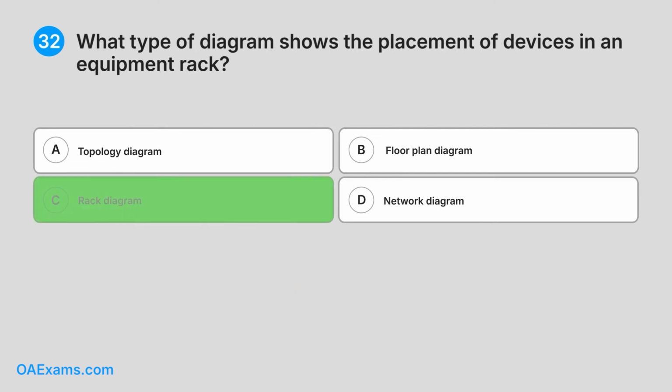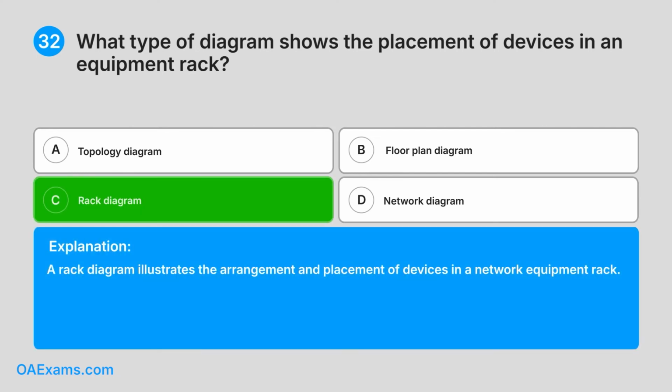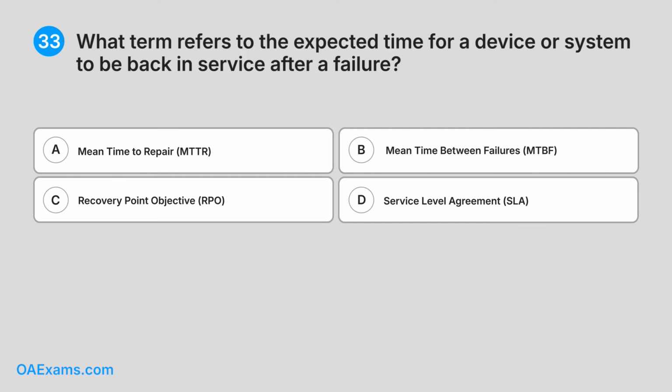Correct answer: C. Rack diagram. Explanation: A rack diagram illustrates the arrangement and placement of devices in a network equipment rack. 33. What term refers to the expected time for a device or system to be back in service after a failure? A. Mean time to repair, MTTR. B. Mean time between failures, MTBF. C. Recovery point objective, RPO. D. Service level agreement, SLA. Can you guess the answer?